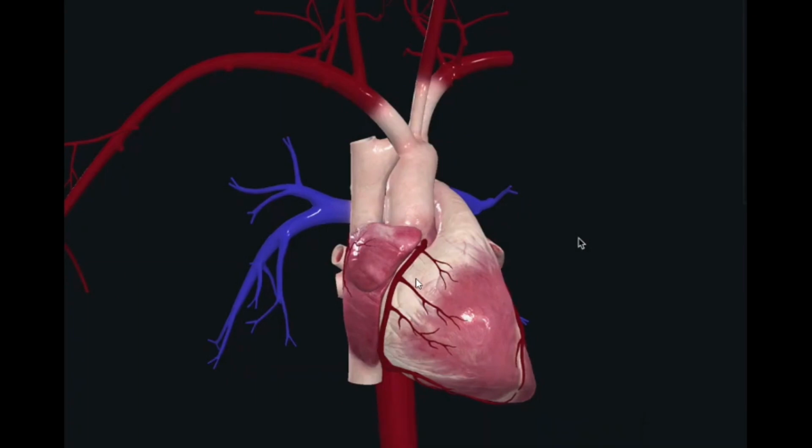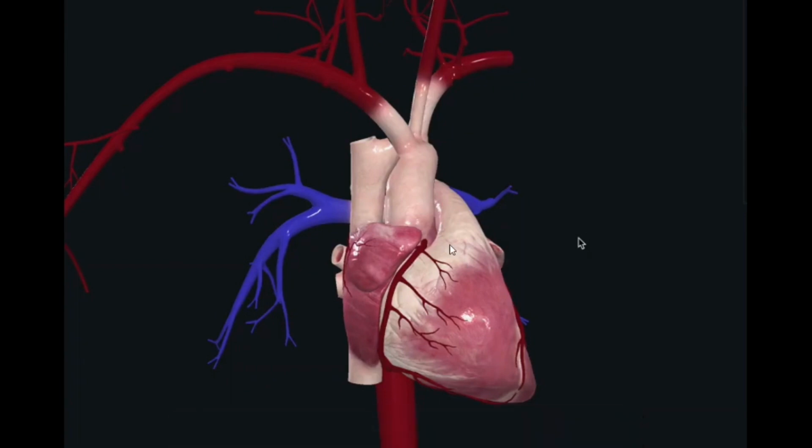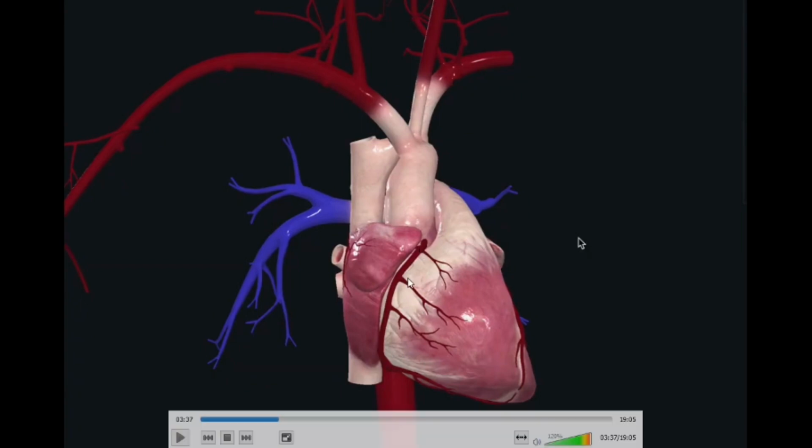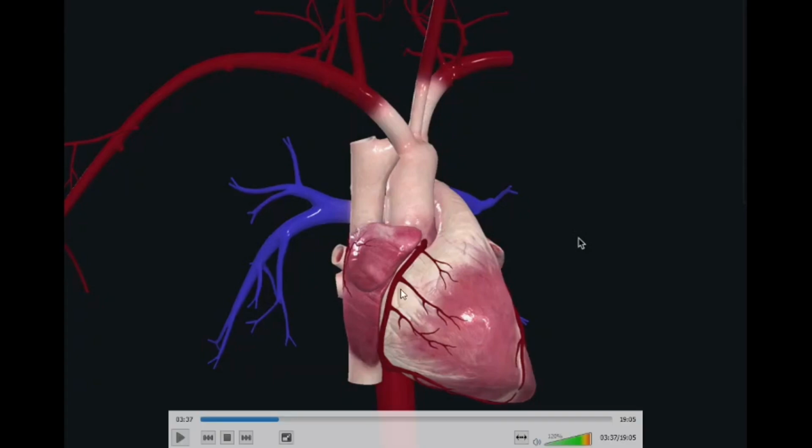In this lecture we will try to understand how these coronary vessels do that function, and how they supply the blood to the heart. Right now we will try to understand the coronary arteries. We are not discussing the coronary veins, only the coronary arteries.